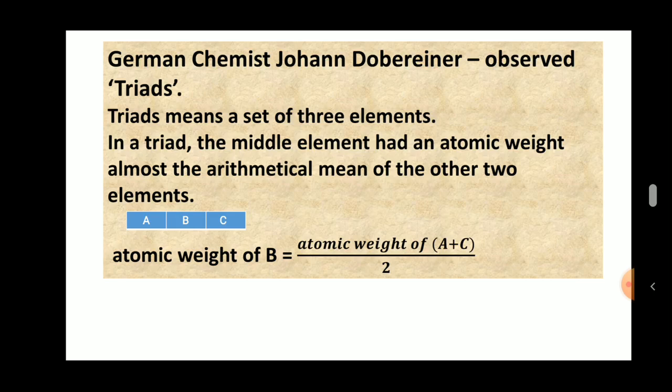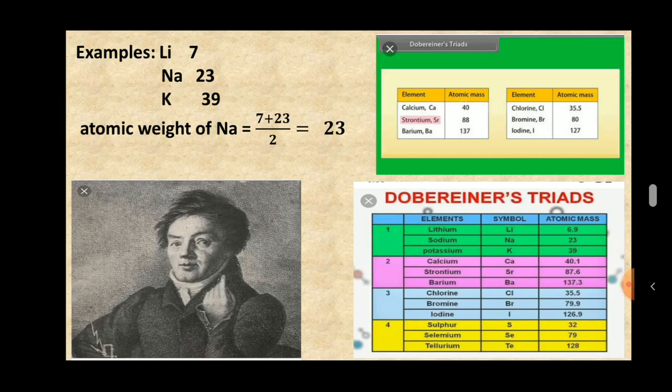I will show you a few examples. Now this is Döbereiner's arrangement. See, lithium, sodium and potassium. He arranged the elements based on atomic weight or atomic mass. Lithium's atomic mass is 7. Potassium's atomic mass is 39.